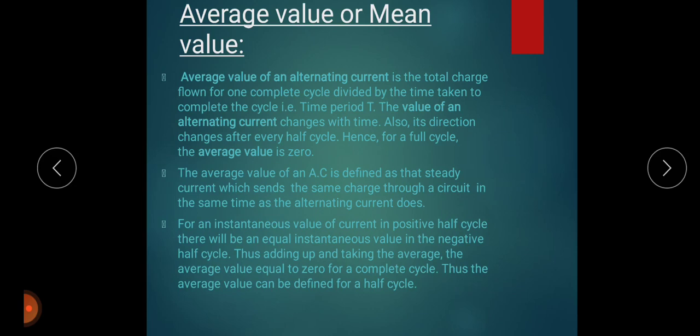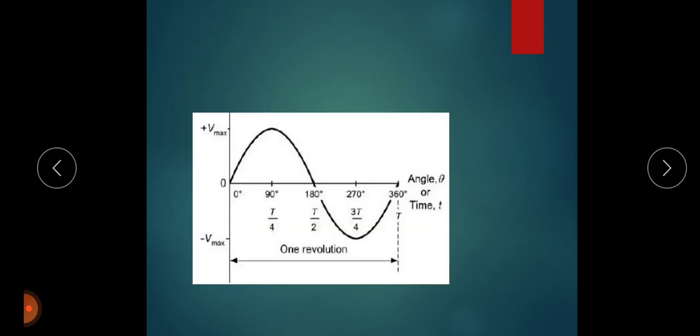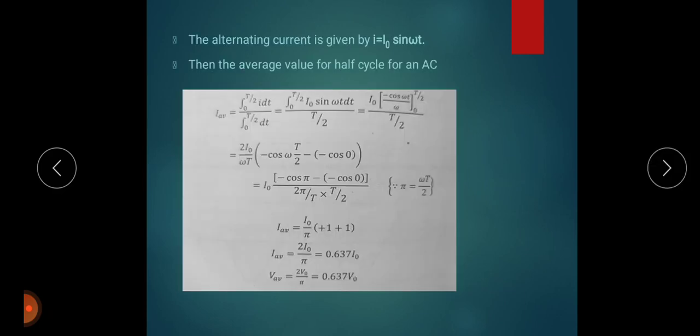So we can define the average value for a half cycle, either a positive half cycle or a negative half cycle. Here we consider the positive half cycle for the average or mean value of the alternating current. We know that alternating current is given by the equation I equals I naught sin omega t.